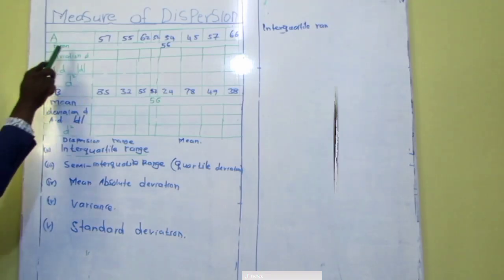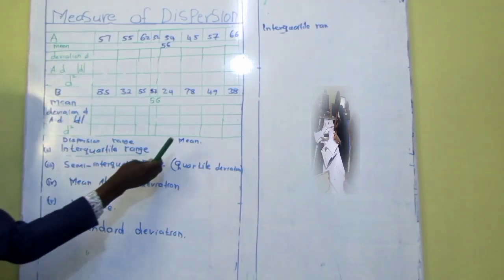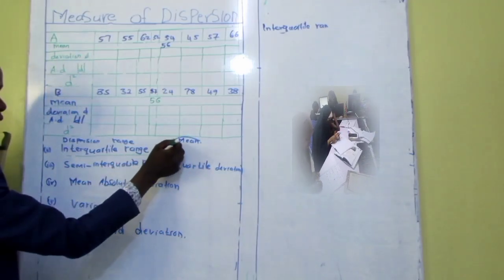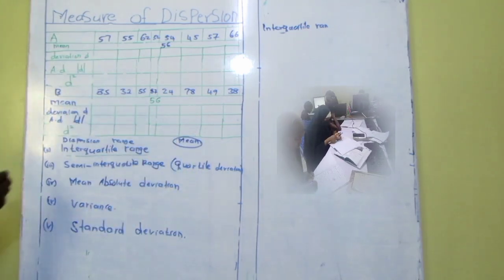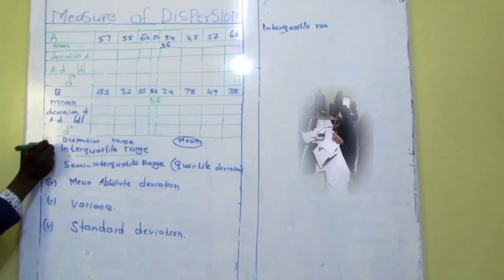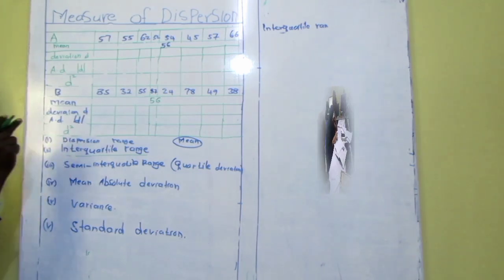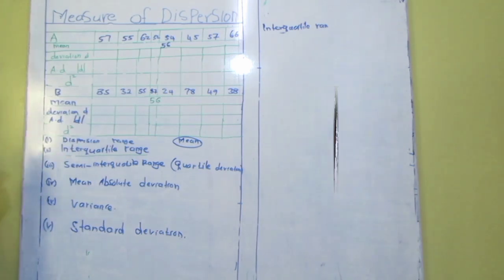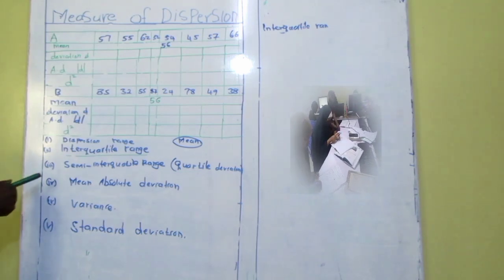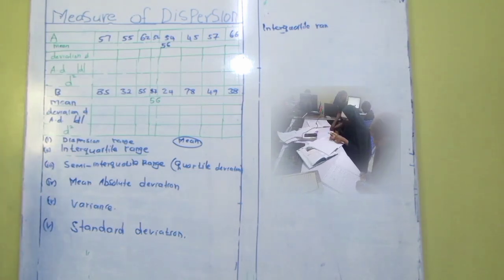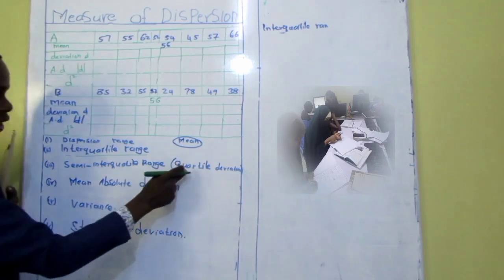We are going to use this data to discuss what we call the mean. Of course, we have done the mean before, isn't it? We know how to find the mean. After finding the mean, then we are going to use Lawman 1, we're going to discuss what's called dispersion range. Lawman 2, we're going to discuss what's called interquartile range. Lawman 3, we're going to discuss what's called semi-interquartile range, or what we call quartile deviation.